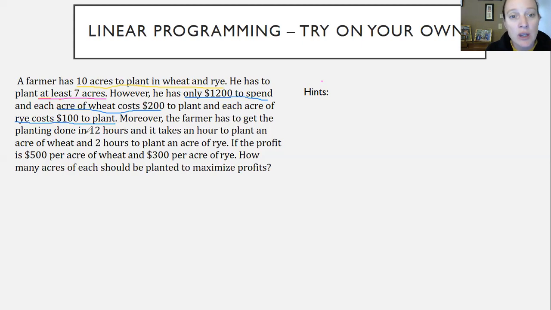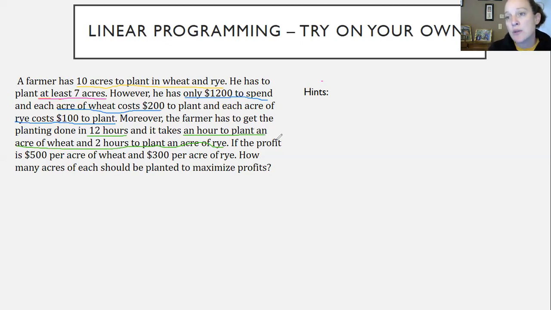So again, another constraint that we often ignore, but completely happens, is he has to get it done in 12 hours. That's it. He only has 12 hours to get this done. The snowstorm's coming or the rain is gonna hit, and we gotta maximize that. So it takes an hour to plant an acre of wheat and 2 hours to plant an acre of rye. Now I'm not gonna highlight the profit because the profit will come at the end.